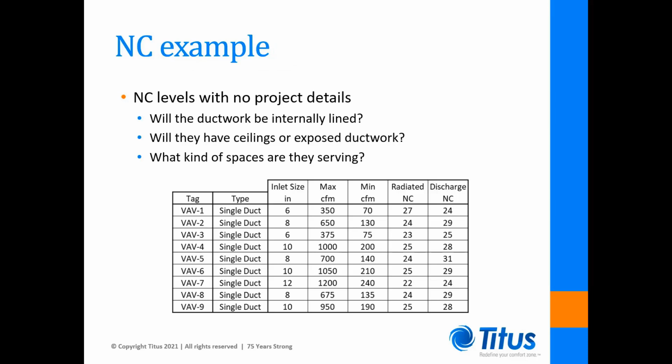This is an example of a typical terminal unit schedule that I often see. I'm often asked to assist making unit selections to match schedules like this. First off, there's questions to be asked. As you can see, NC levels are shown for both radiated and discharge sound, but we don't really know anything else about the project. For instance, is the ductwork internally lined? Do they have ceilings or exposed ductwork? What kind of spaces are these serving?